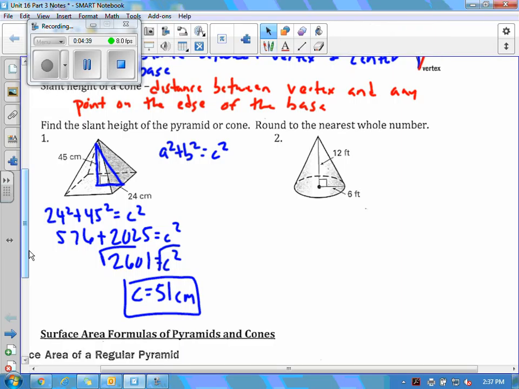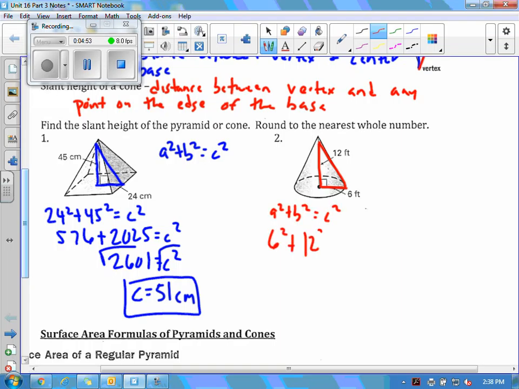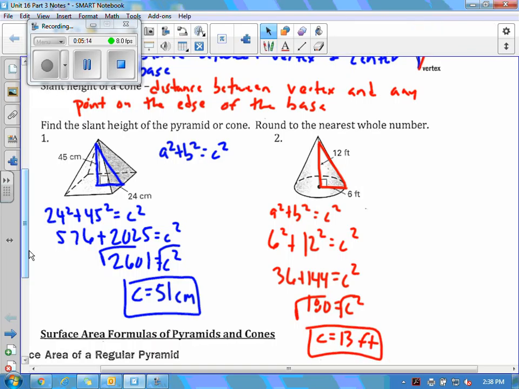Okay, let's look over here at our cone. Again, we have the base of the triangle, we have the height of the triangle, we need the hypotenuse. So a squared plus b squared equals c squared. a squared would be 6 squared, plus b squared would be 12 squared, equals c squared. So that's 36 plus 144 equals c squared. 36 plus 144 is 180. And we're going to take the square root. When we take the square root and round, we get 13 feet. So we're going to say our slant height is 13. Again, if you need to find the slant height, we're going to use the Pythagorean theorem.